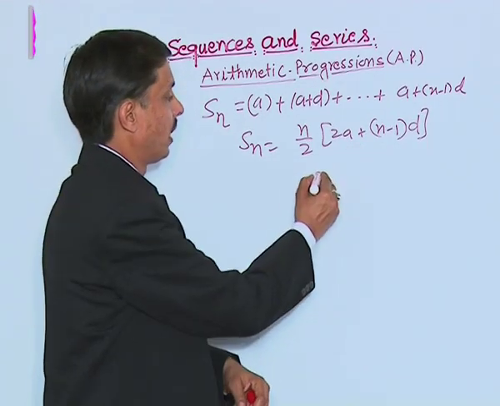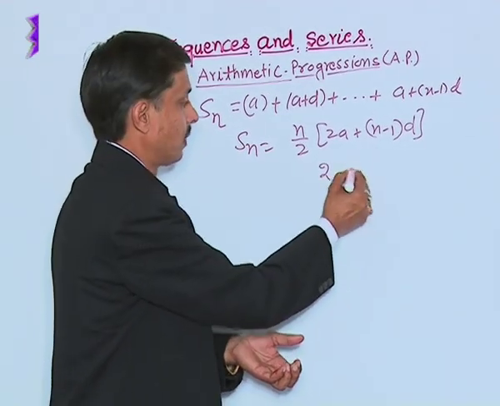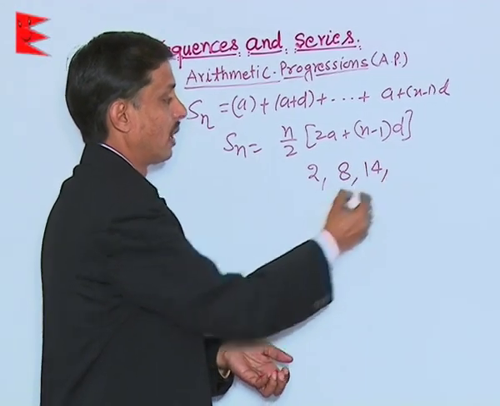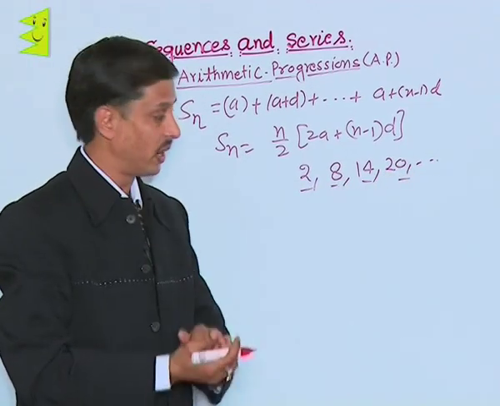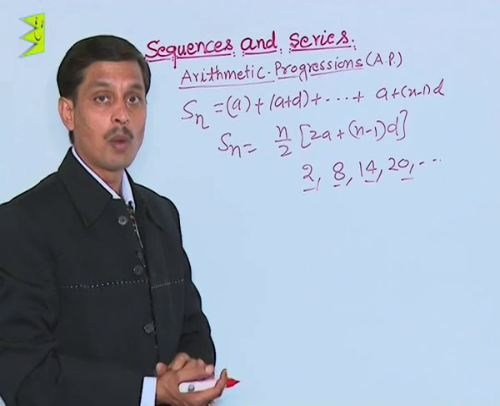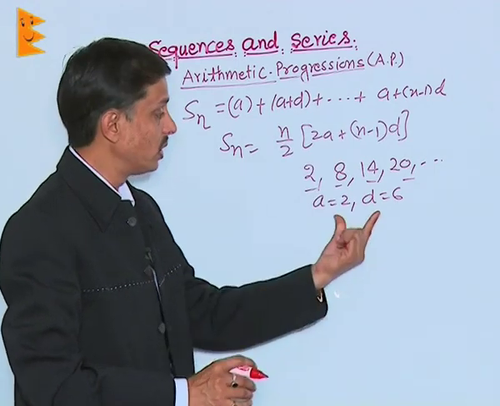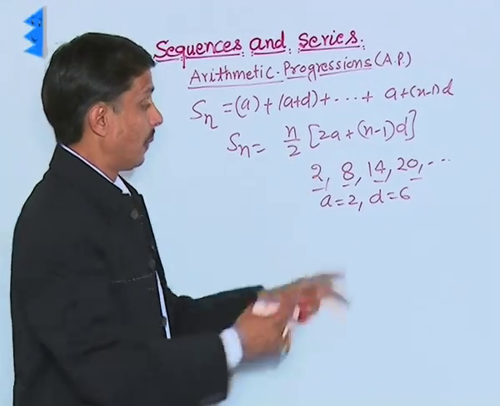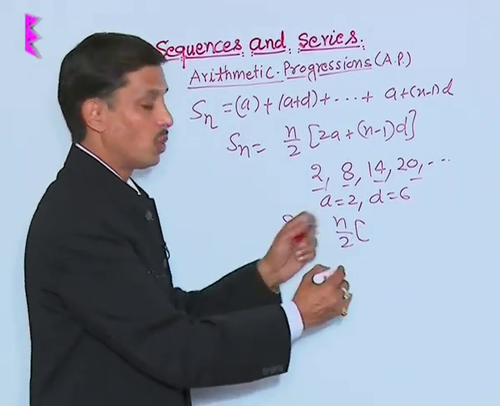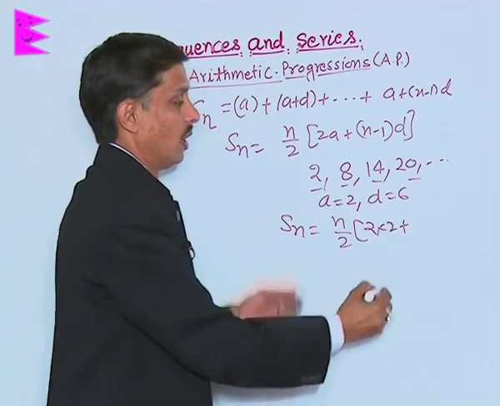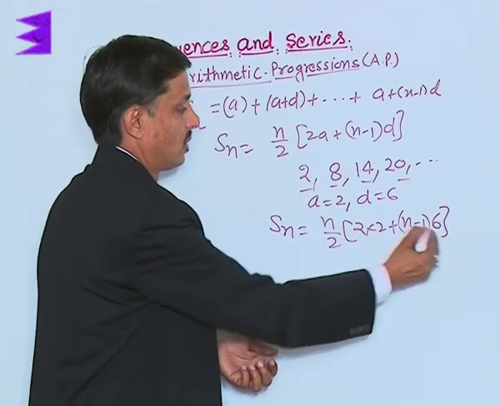To explain, if I take the first term as 2, then 6 is added, I am taking 6 as the common difference, then it becomes 8, then 14, then 20. This is an arithmetic progression with first term 2 and common difference 6. Only these two things. If I want to find Sn, the answer is n by 2 into 2a, that is 2 into 2, plus (n minus 1), where the common difference is 6.